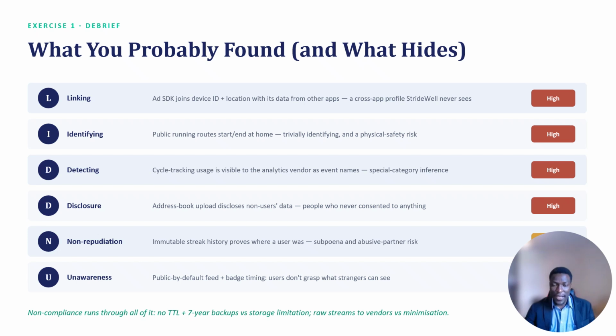And non-compliance actually runs underneath everything, right? For example, no TTL, 7 years backup, which means there's no storage limitation. If you found a threat I didn't list, that's excellent, because that's the whole point. The framework makes the hunt exhaustive, not identical. So two people may conduct a threat analysis on a specific data flow or system, and not necessarily find identical threats.